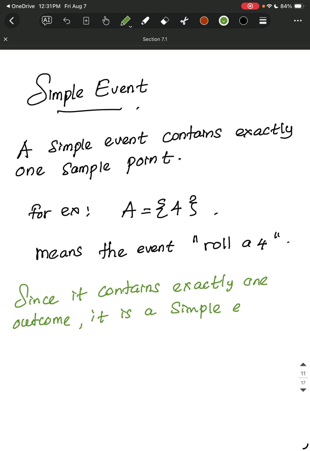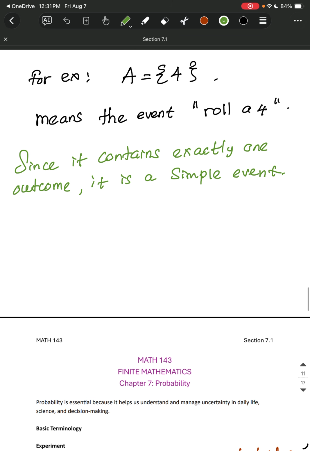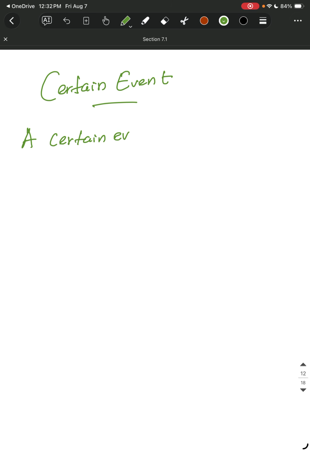Okay, then next, a certain event. A certain event is guaranteed to occur. That means the entire sample space. For example, when rolling a standard die, rolling a number between 1 and 6 must occur. So the certain event is the entire sample space.